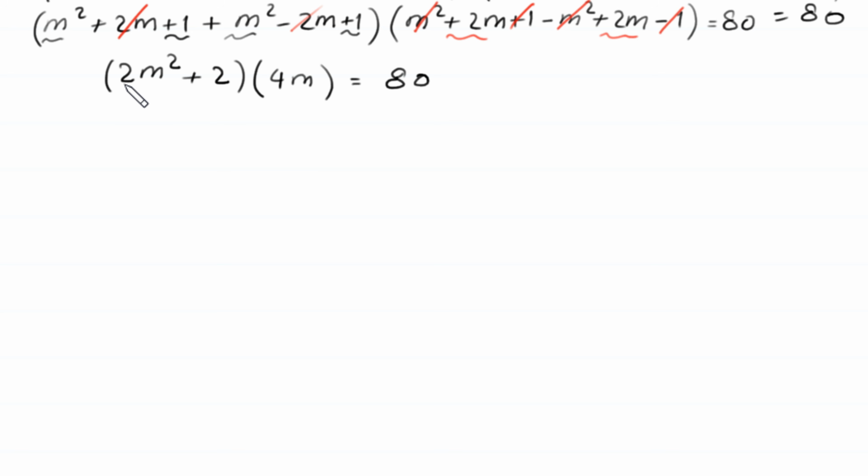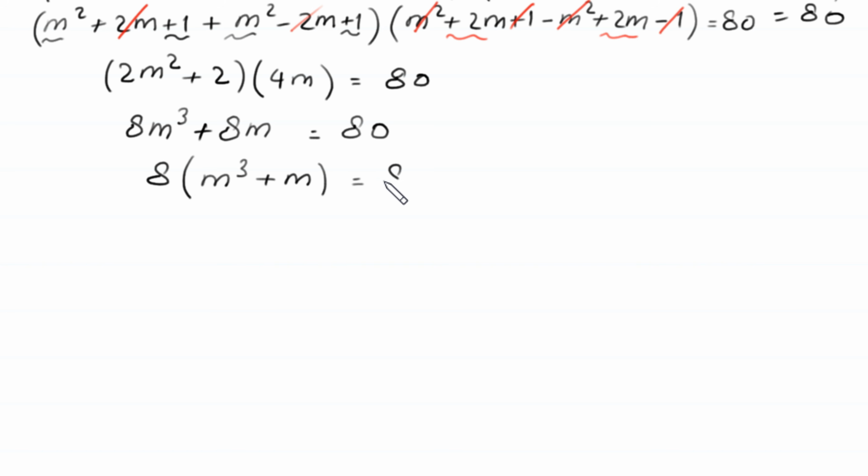Now we multiply this (2m squared plus 2) by this 4 times m. 4 times m times this 2m squared will become 8m cubed, plus this 4 times m times this 2 will become 8m, is equal to 80. And from these two terms we can factor out 8. In bracket left, m cubed plus m is equal to 80.